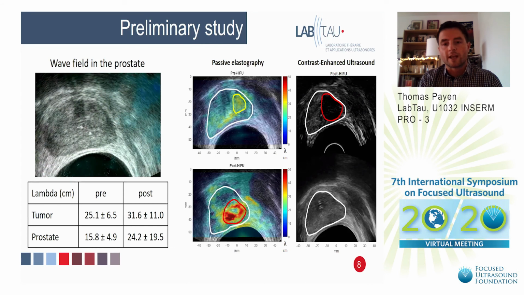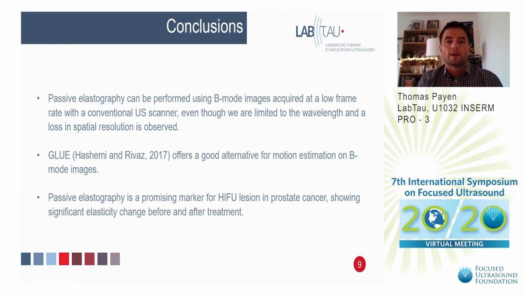But this acquisition helped us make these elasticity maps, where you can see that the mass is a little bit stiffer than the rest of the prostate before treatment. After treatment, the region that we treated is much stiffer than the rest. And this was confirmed with the contrast-enhanced ultrasound that you can see on the right, where the zone that was treated is completely devascularized.